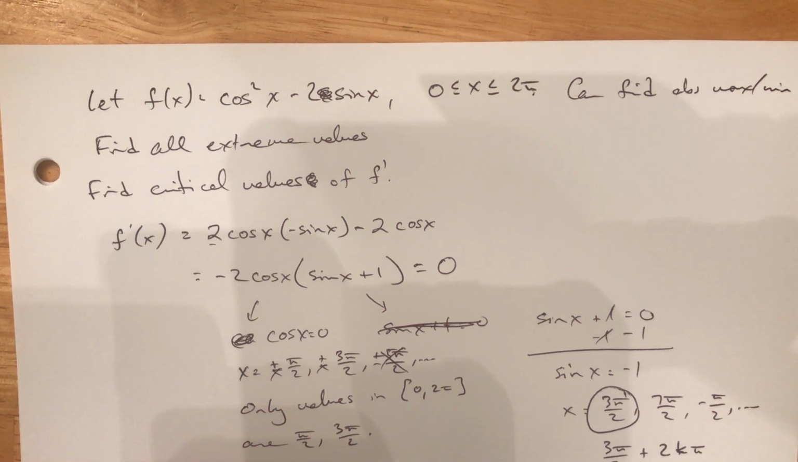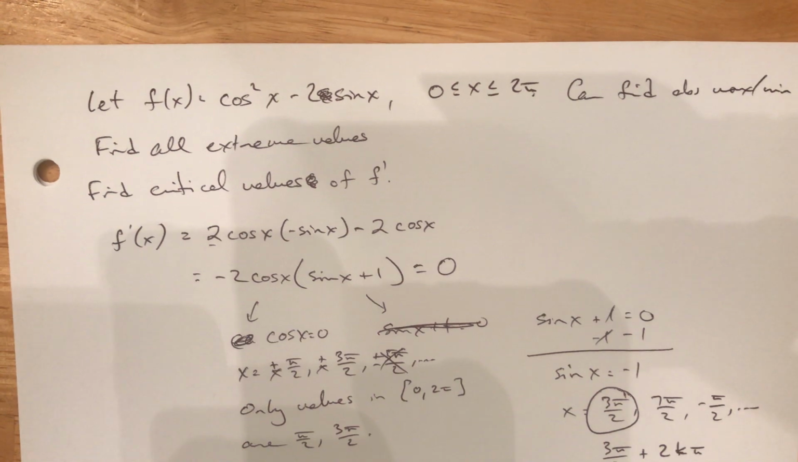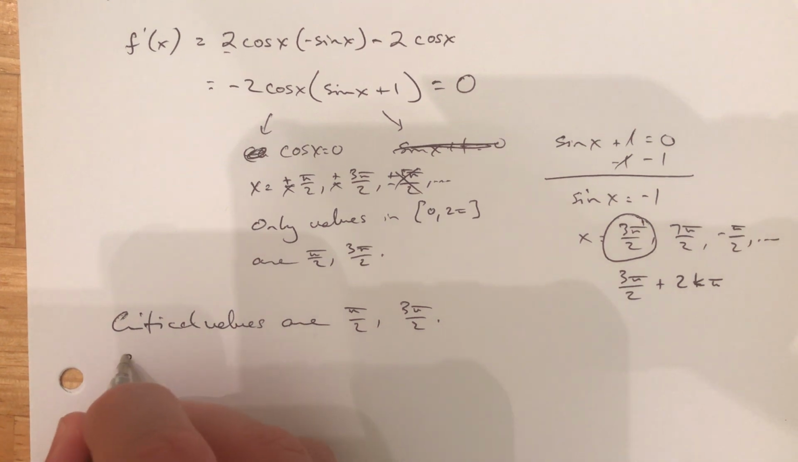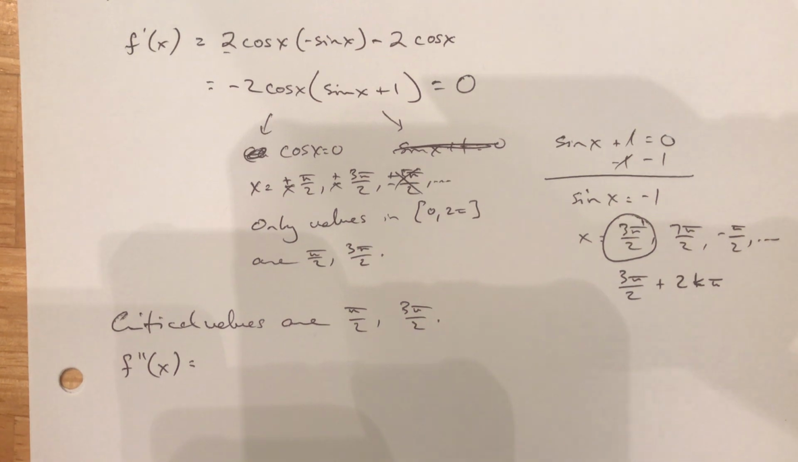Our critical values are pi over 2 and 3 pi over 2. We don't need any of those others because we're restricting the domain of this function. The second derivative test says I want to take those, plug them into f double prime. So we've got to find that second derivative.